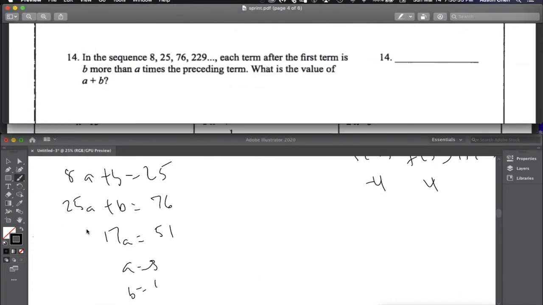You can solve this algebraically, it's very easy, or I can also just assume that a and b are going to be integers, and you try to look at it, and you can see that every term is going to be tripled, and then you add 1 to it. But I mean, just solving it algebraically is also very quick.